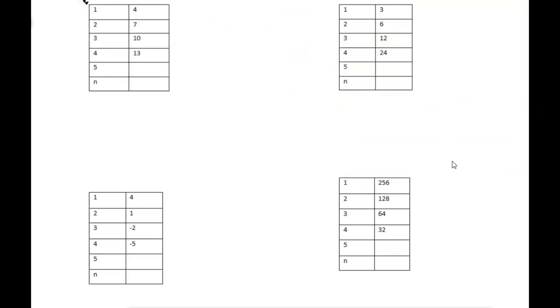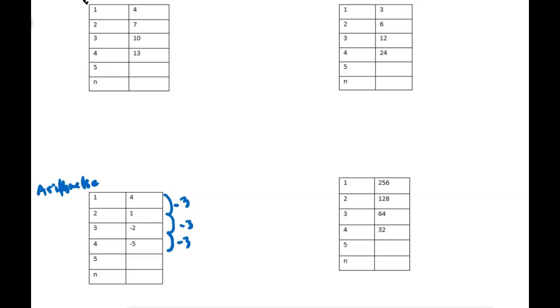So let's look over here. What type of sequence are we dealing with? Over here, 4 and 1. To get from 4 to 1, 1 minus 4 is equal to -3. So 4 minus 3 is 1, 1 minus 3 is -2, and -2 minus 3 is -5. So this is an arithmetic sequence.